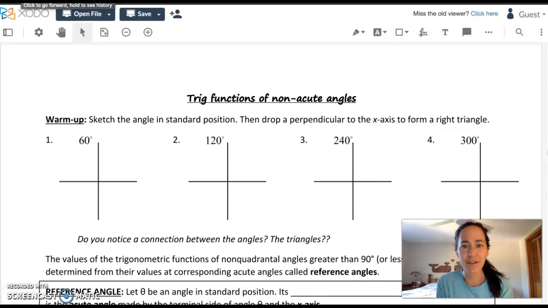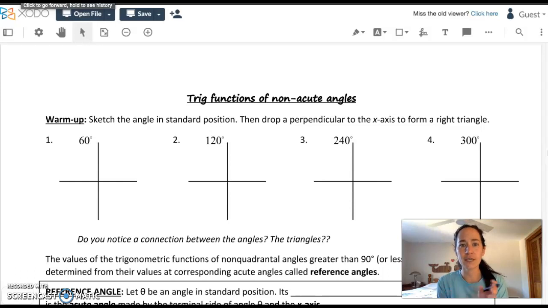Today we expand upon our trig knowledge starting on Trig Packet page 14. I see the heading at the top says trig functions of non-acute angles. I mean, we've taken trig functions of non-acute angles before. All the quadrantals we actually know by heart, right? The sine of 180, we know that's 0. The sine of 270, we know that's -1.